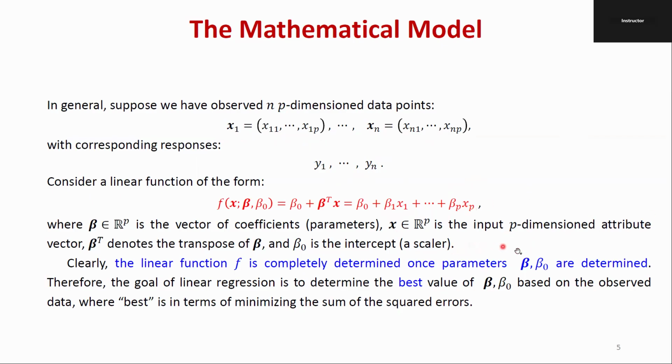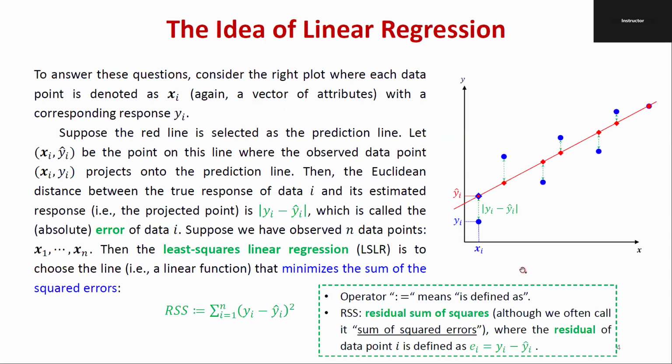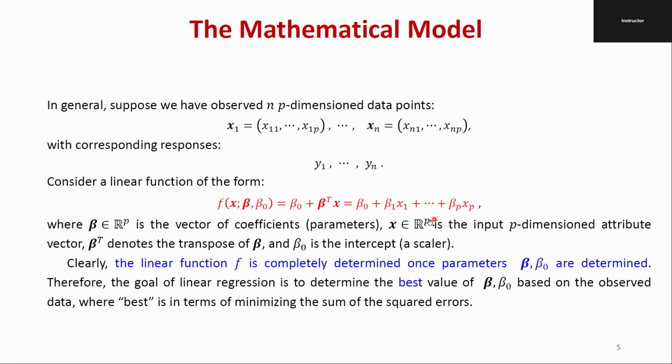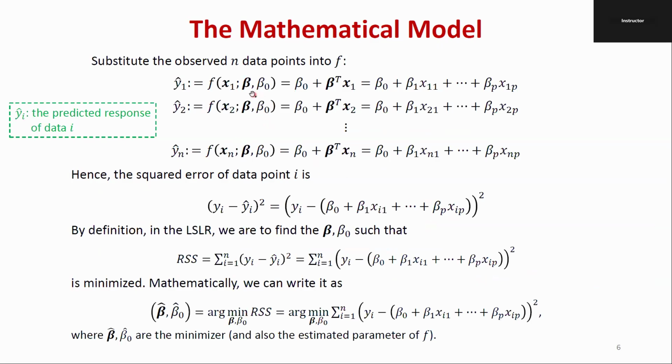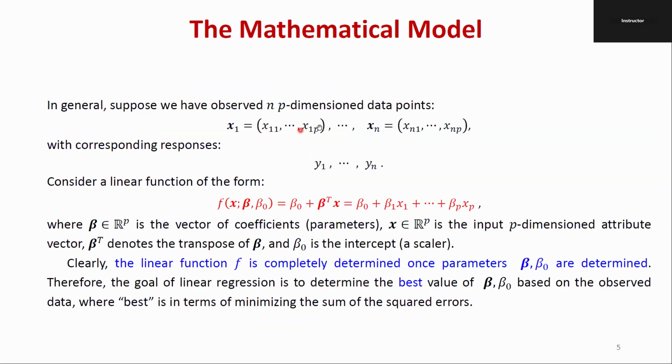In other words, I want to find these parameters, beta and beta 0, such that the RSS is minimized. Let's do it step by step. First of all, I want to substitute these n observed data points into f, which means this function. Be careful when it's in bold. That means it's a vector; no bold means it's just a scalar. It has beta transpose x1, and x1 is x11, x12 to x1p.